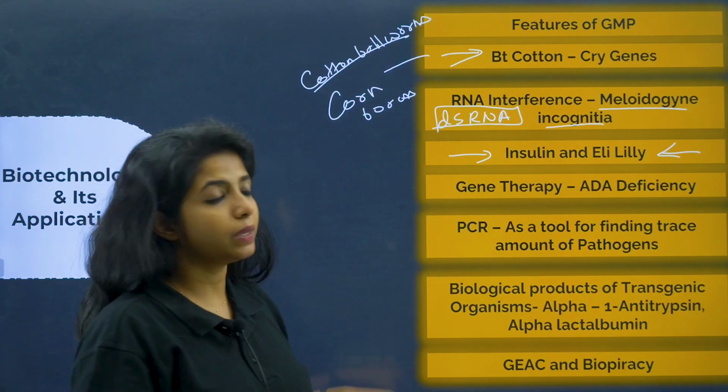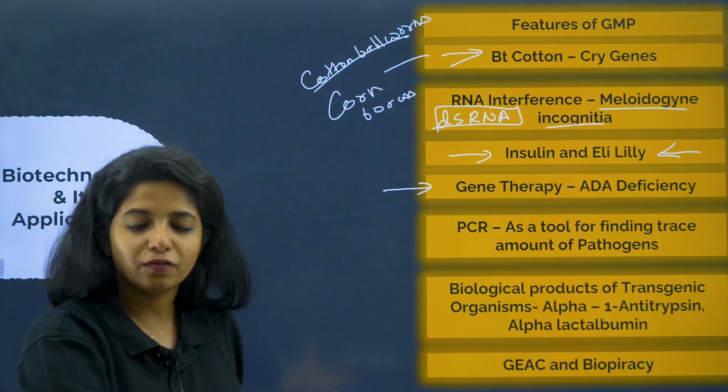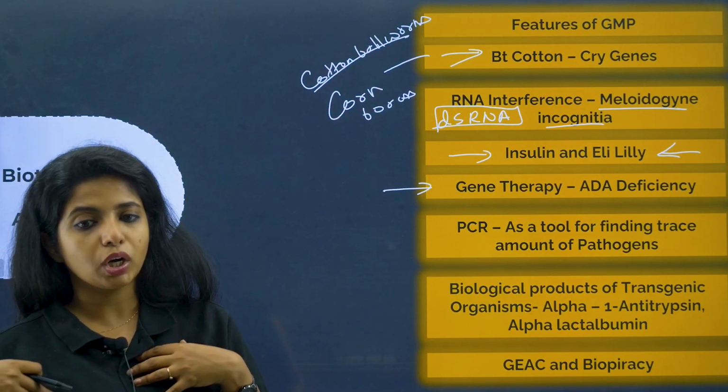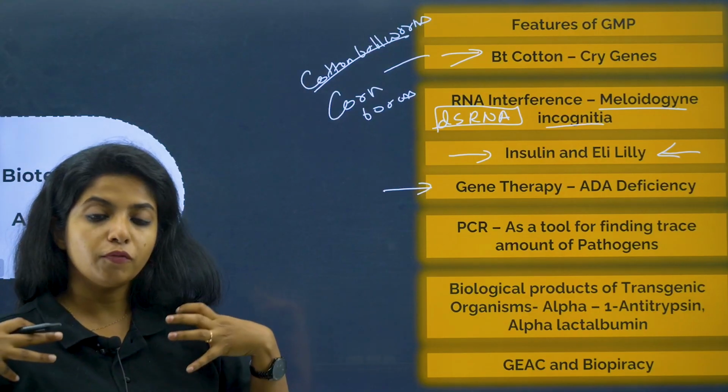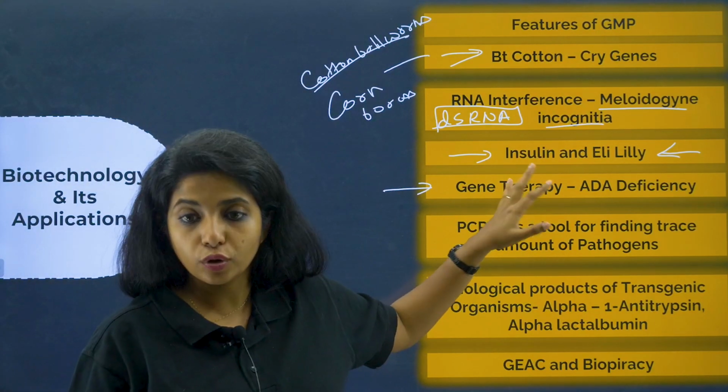Okay, now gene therapy, ADA deficiency. What was gene therapy all about? You take lymphocytes, you insert that particular gene and then you put those lymphocytes back in the body, and after some point the lymphocytes die, so again you need transfusions of this. So this is all about gene therapy, so go through it as well.